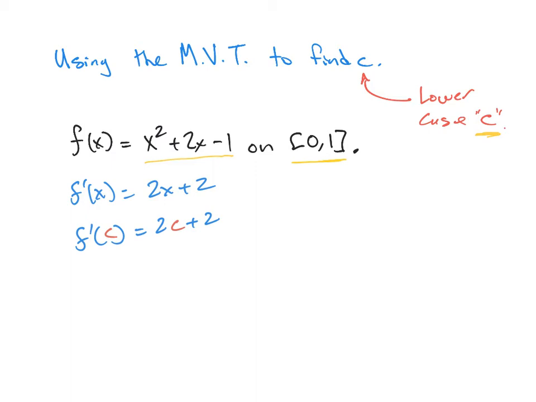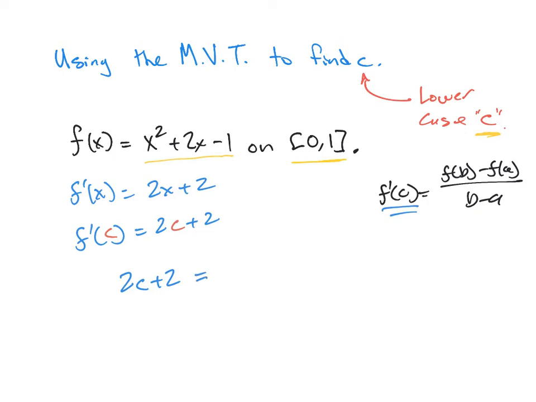And then what we'll do is we'll plug in this f prime of c. Remember the formula for the mean value theorem was f prime of c equals f of b minus f of a over b minus a. So I'm going to write down 2c plus 2, that's my f prime of c, equals, and I'm going to calculate these 4 values. Well, 2 of the values I have to calculate. 2 of them are given.